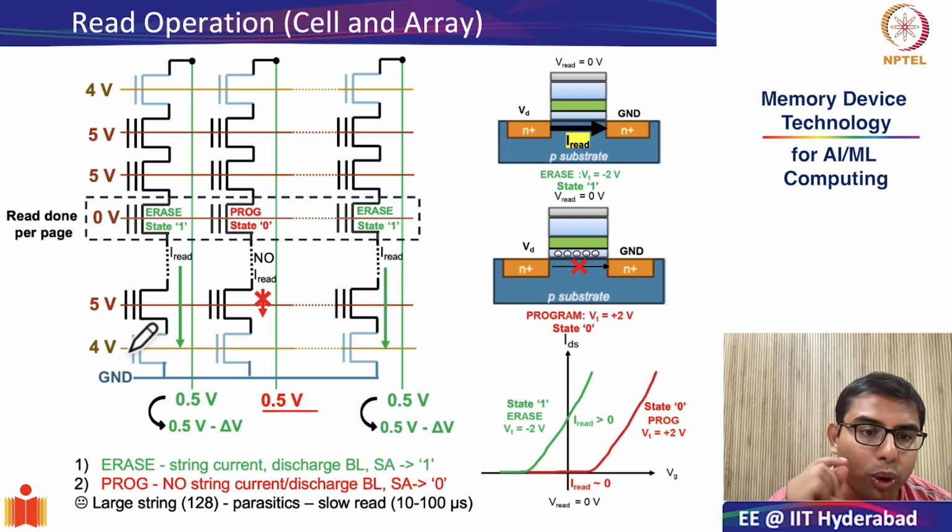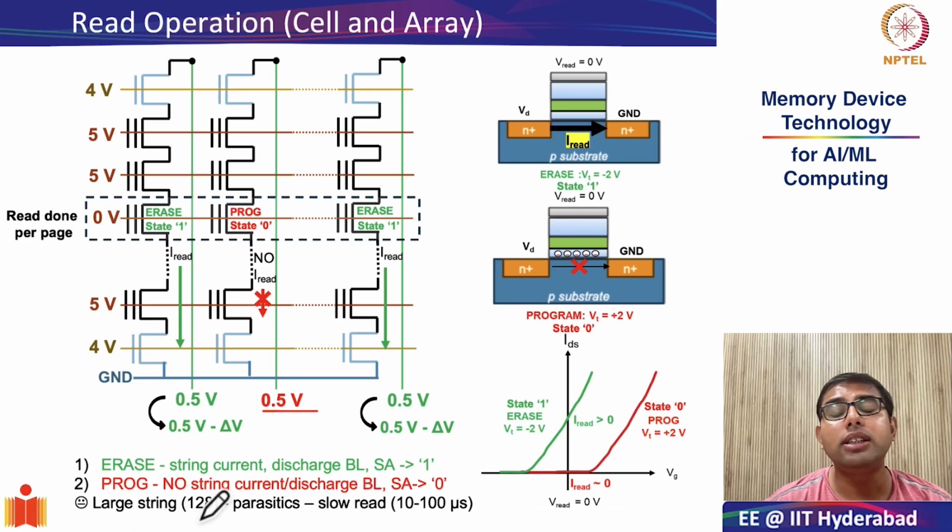Okay, one important thing to understand is that in modern day NAND flashes, the length of each string, or the number of word lines pertaining to each string, is very large. This causes a huge amount of parasitics, and this effectively slows down your read operation to roughly 10 to 100 microseconds per page. So this is the price that you have to pay for having large integration density.